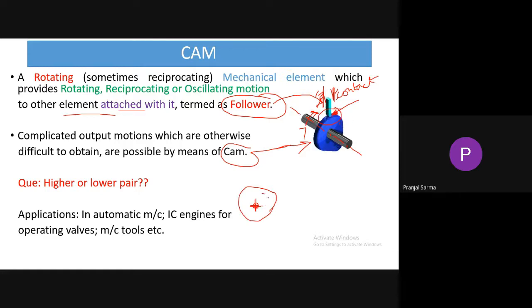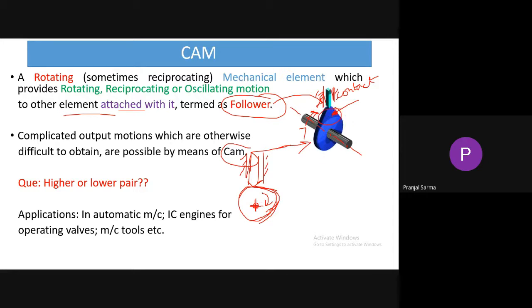Now what happens? Whenever this cam rotates, think of a complete revolution. Right now we are not talking about the follower. The follower is in contact with the cam, and there is a certain guide that we provide for the movement of this follower. So let's consider this is the follower, and the contact is there. One element is there, over which another element is in contact.